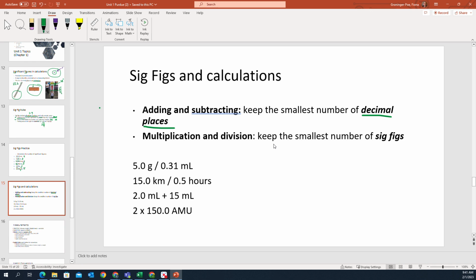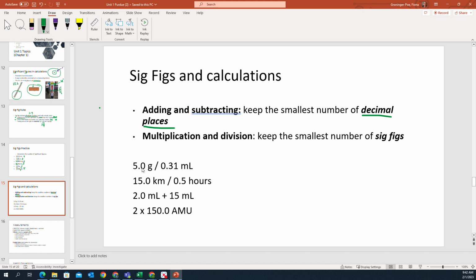So again, adding and subtracting, whichever has the smallest number of decimal places. So if it's only to like 0.1 or 0.001, then you're going to keep the smaller one of that. So you'll just keep the 0.1. Multiplication, division, you're keeping the smallest number of sig figs. So feel free to pause the video, try on your own, and then come back and review your answers.